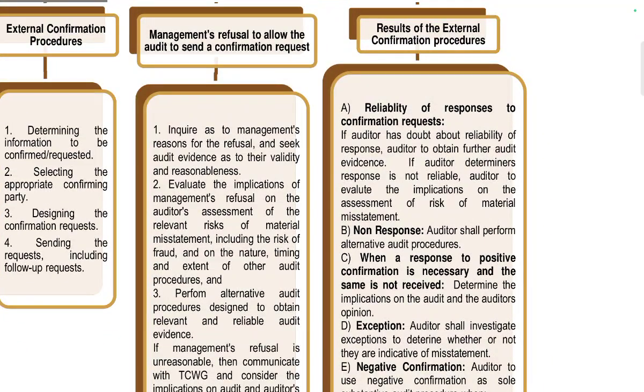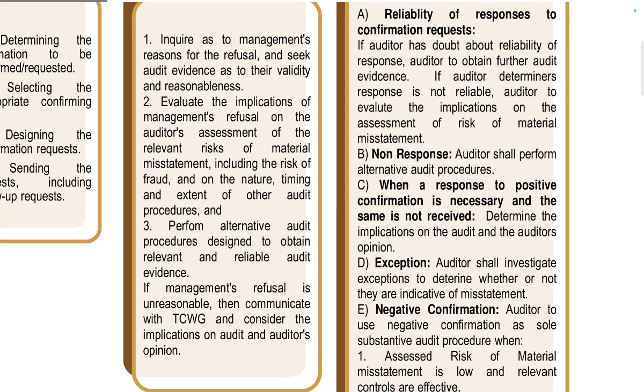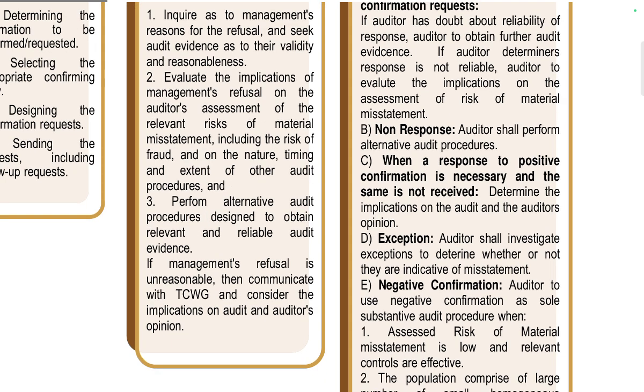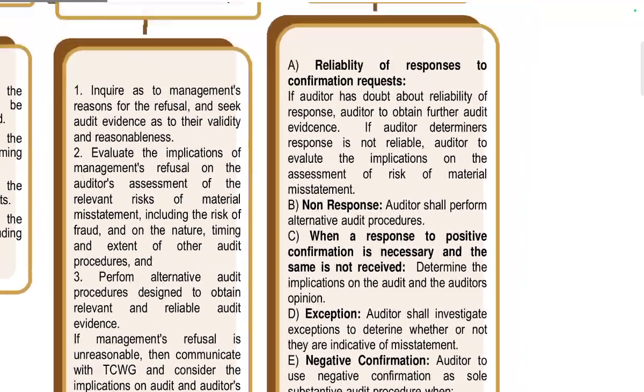If the management refuses to allow the auditor to send a confirmation request, inquire of the management about the reasons for the refusal. Seek audit evidence as to their validity and reasonableness. Evaluate the implications of the management's refusal on the auditor's assessment of the relevant risks of material misstatement, including the risk of fraud, and the nature, timing and extent of other audit procedures. Perform alternative audit procedures designed to obtain relevant and reliable audit evidence. If the management's refusal is unreasonable, communicate with those charged with governance and consider the implications for the audit and the auditor's opinion.